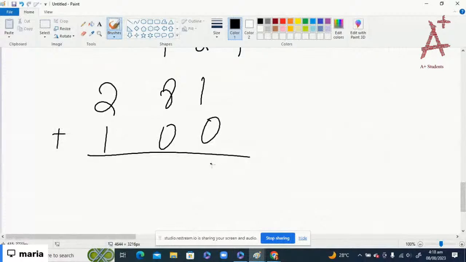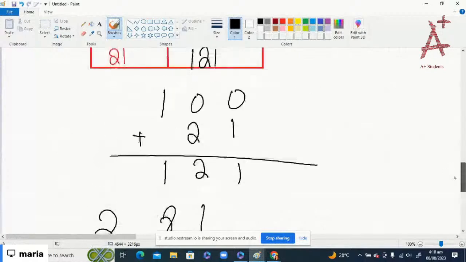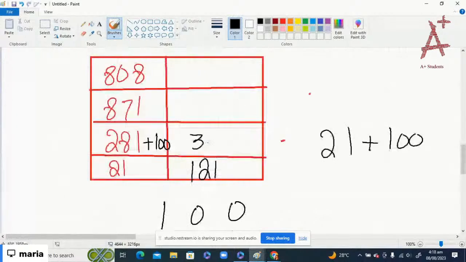Sorry, I'm getting it wrong. 1 plus 0 is 1. 8 plus 0 is 8. And 2 plus 1 is 3. So the answer of the second box is 381. Okay, you guys check what the answer is for that. Check it, then I will tell you.